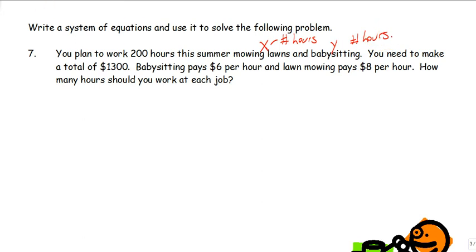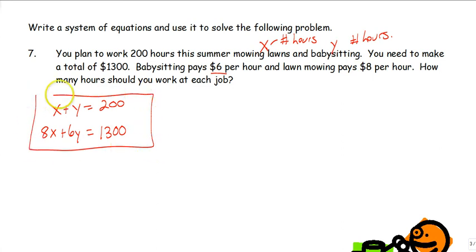So my first equation is, well, we know that x and y have to add up to 200 hours. So x plus y equals 200 hours. It says babysitting, which is the y, pays $6 per hour, and lawn mowing pays $8 per hour. So we know that 8x and 6y we want to add up to $1,300 for the summer. So this is my system of equations right here. Okay, here's my quantity equation, here's my cost equation. You always have one of those when you're dealing with things like this.